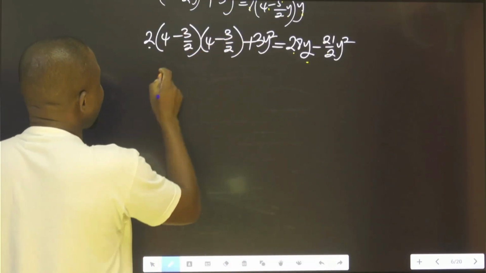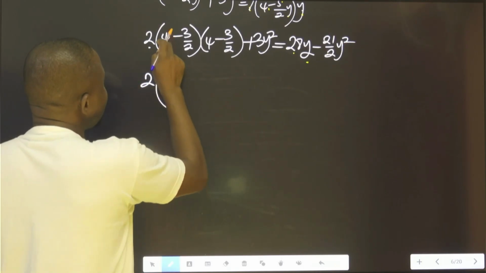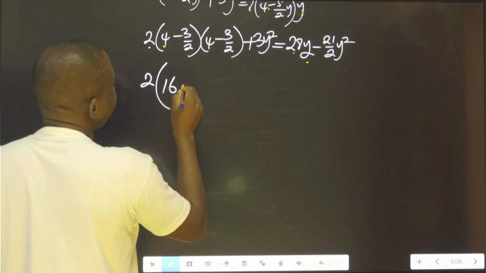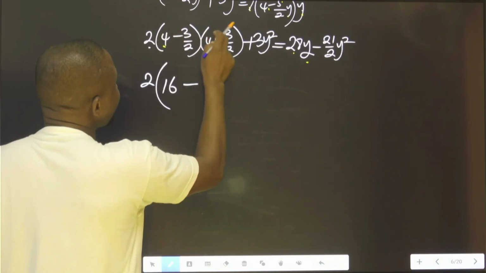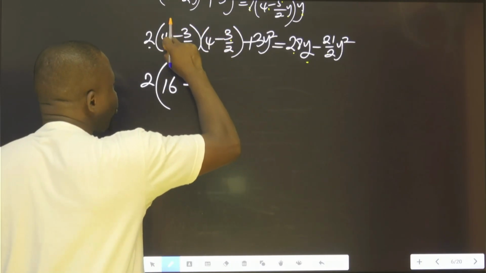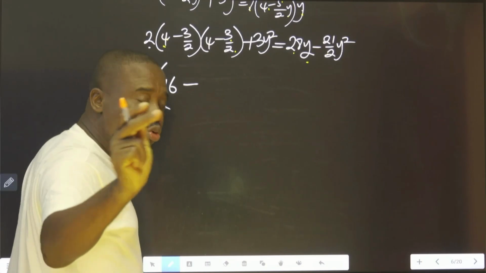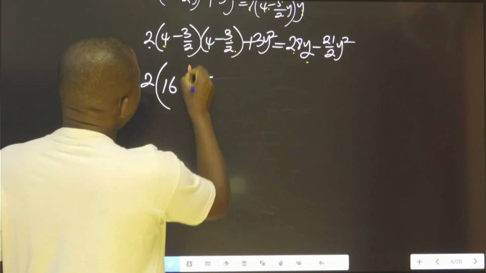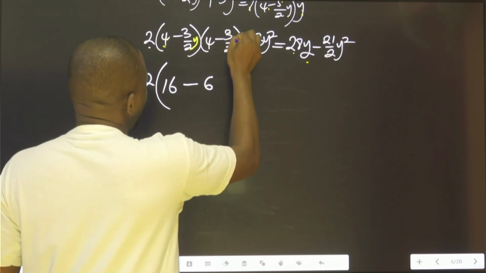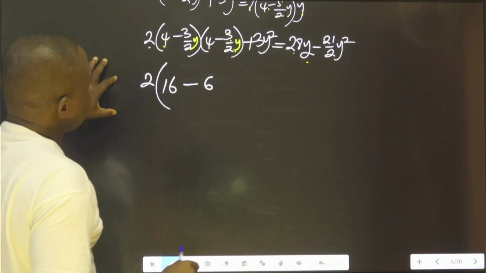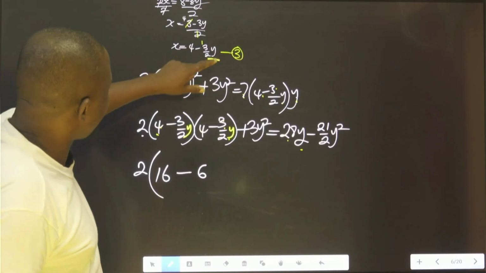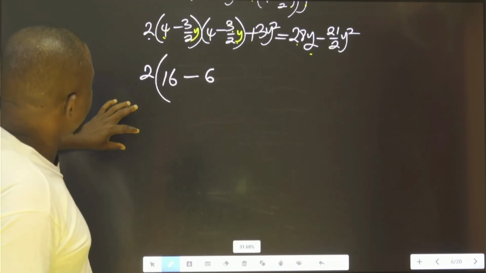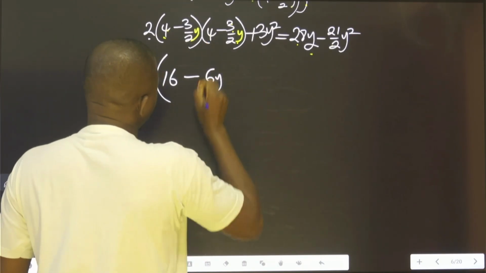Let's first of all expand this. This 2 is outside. This multiplied by this is 16. Minus this multiplied by this, that is 4 divided by 2 will give us 2. Multiplied by this will give us 6. Remember there's y here, okay? As you can see, we have y here, okay? So that is y now.